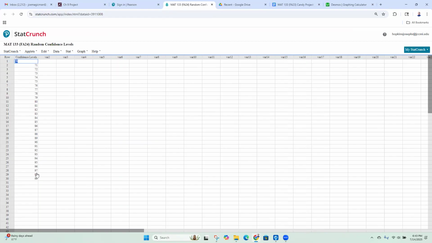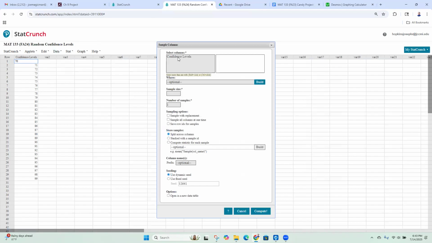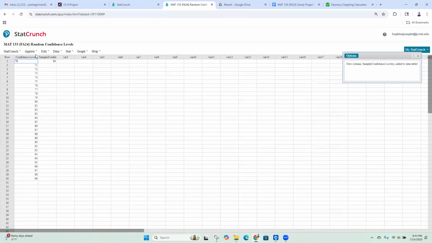So here are a bunch of different confidence levels that we can use. You're just going to pick one at random, and actually, you're going to have StatCrunch pick it for you at random. The way you're going to do that is you're going to start by going to Data, Sample, click on Confidence Levels, and do a sample size of 1. So Data, Sample, Confidence Levels, sample size of 1, and hit Compute.